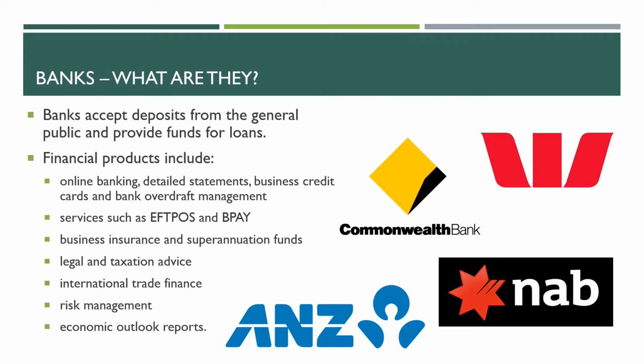The financial products that they have are online banking, credit cards, and overdrafts, which you should remember from our sources of debt. They have services such as EFTPOS and BPay. So for example, if a business was to have an EFTPOS machine where they could take card transactions, that would be organized by their bank. They provide legal and tax advice, insurance, economic outlooks, a whole range of different things. In general, though, it's all about accepting deposits and loaning money.